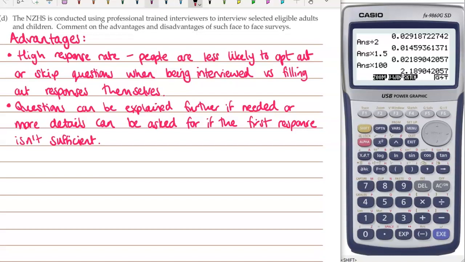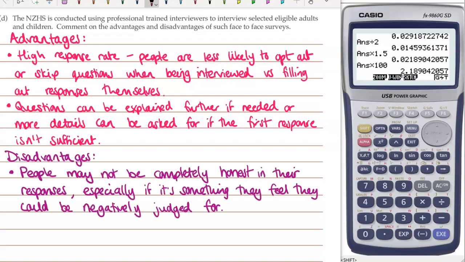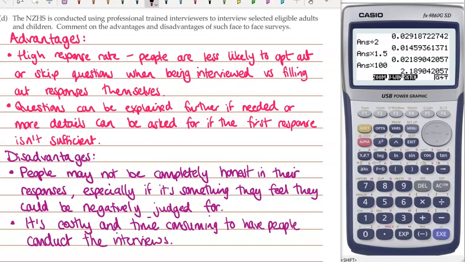All right, now the disadvantages. First one that I've put is that people may not be completely honest in their responses, especially if it's something that is socially awkward to talk about to another person, or you might feel judged by it. So if they're asking questions about health, diet, how much they drink, or how much they smoke, people would be less likely to answer that honestly when it's done face to face. And the last disadvantage that I will put is that it's costly and time consuming to do it in this way. And that brings us to the end of this practice external assessment.